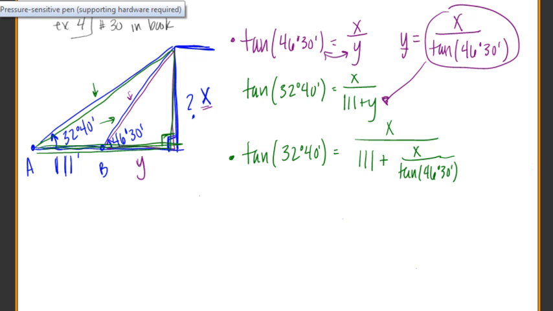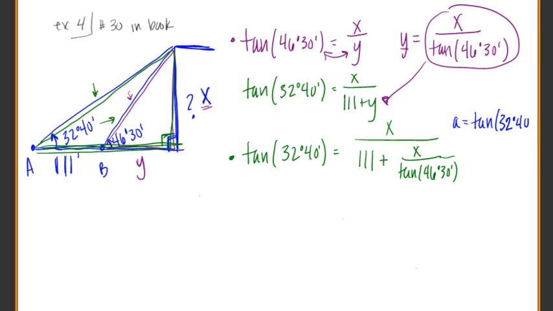Okay. Well, here's my hint. Let's try some little substitution. Let's say everywhere I see the tangent of 32 degrees and 40 minutes, let's write an A for it. And everywhere I see the tangent of 46 degrees 30 minutes, let's write a B for it. So in other words, instead of tangent of 32 degrees 40 minutes, I'm going to have A equals x over 111 plus x over, and then tangent of 46 degrees 30 minutes, I'll do B. And it just makes it a little bit easier if you want to try and solve this out using just basic algebra.